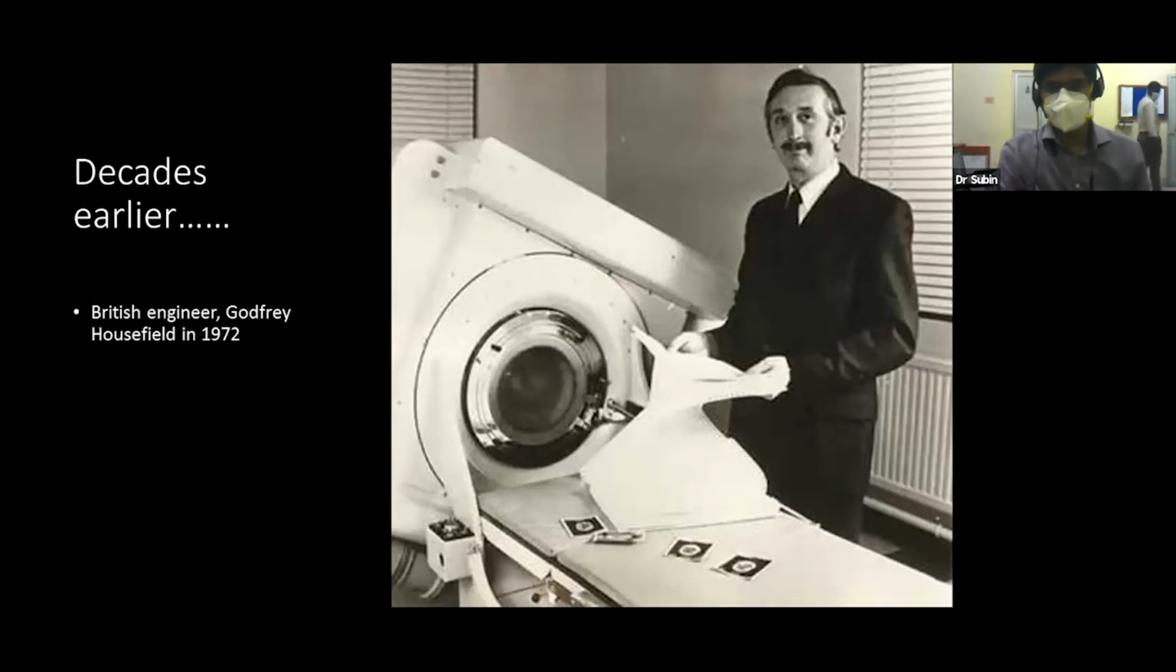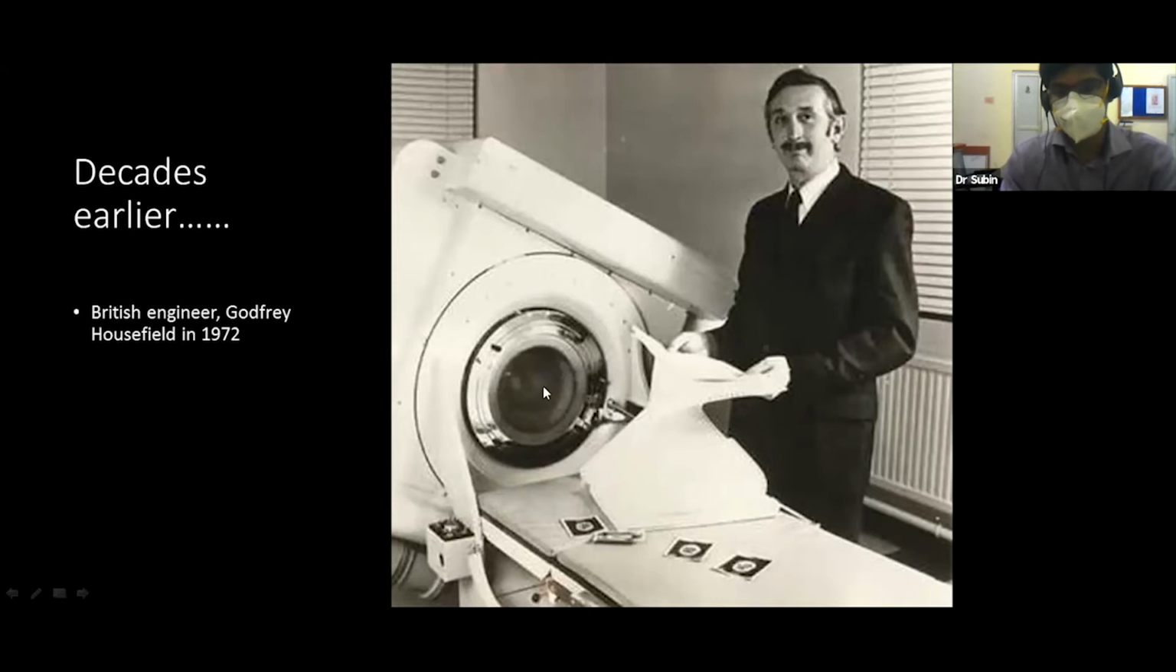CT was actually discovered by a man called Godfrey Hounsfield, almost five decades ago, in 1972. He was a British engineer, and along with a man called Alan Cormack, they both received the Nobel Prize for this, and they developed the CT machine.